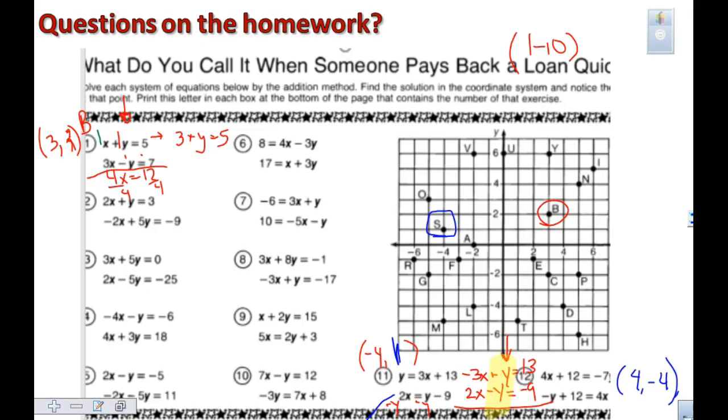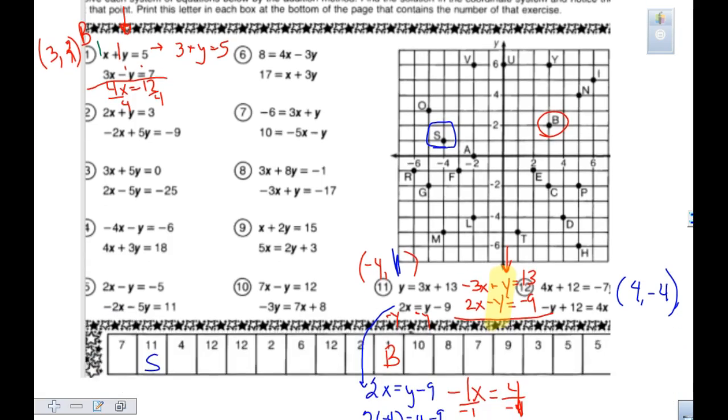And then you started eliminating. Yesterday we went through that you only have to do 1 to 10. I gave you the answer for both 11 and 12. So make sure you write down the answer for number 12, which was 4, negative 4. We did number 11. The answer was negative 4, 1. So you should get that whole page filled in.